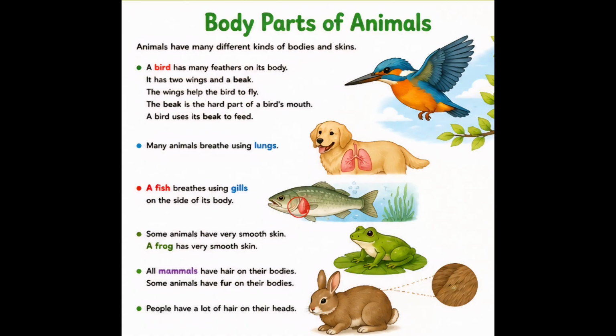Many animals breathe using lungs. A fish breathes using gills on the side of its body. Some animals have very smooth skin. A frog has very smooth skin. All mammals have hair on their bodies. Some animals have fur on their bodies. People have a lot of hair on their head.